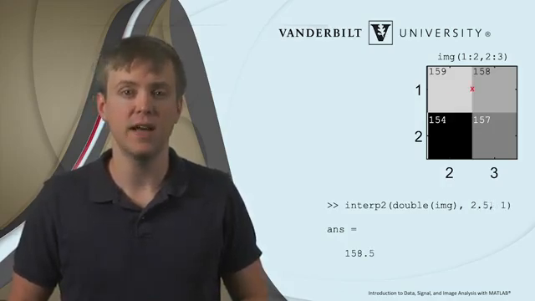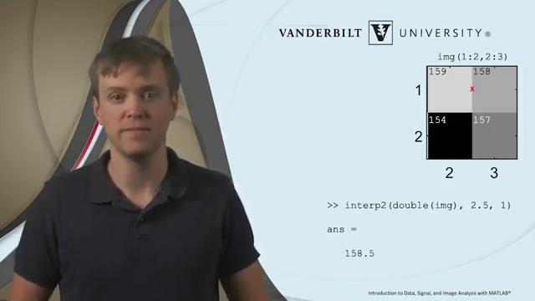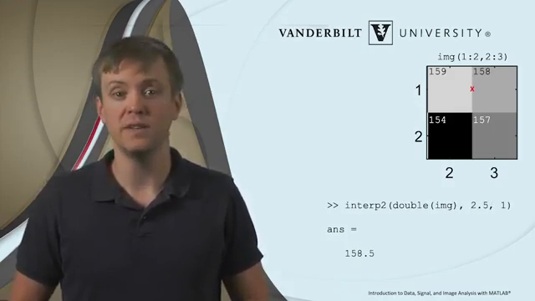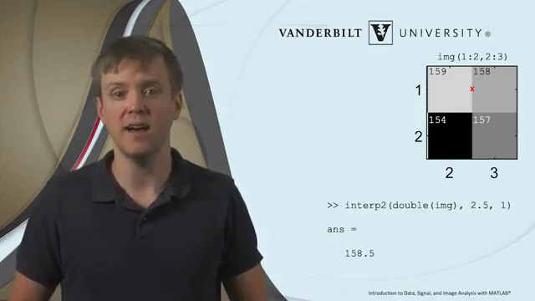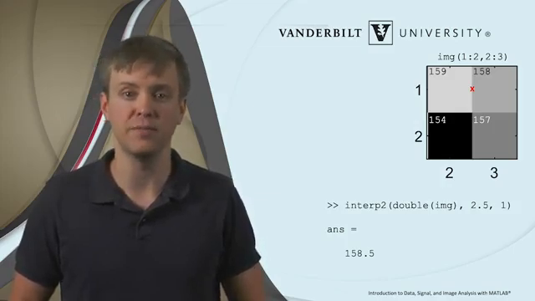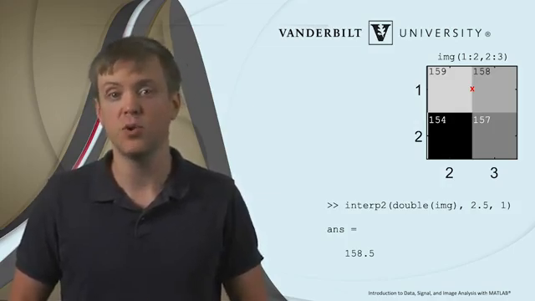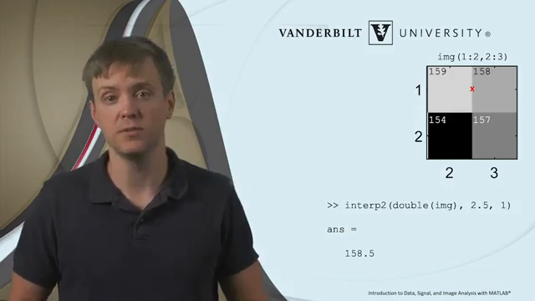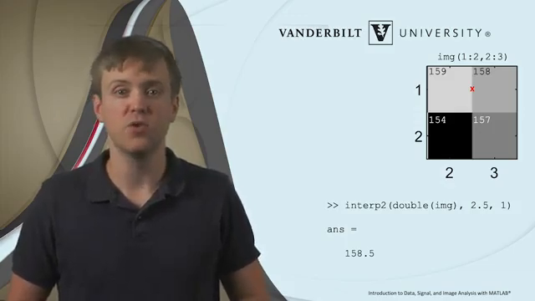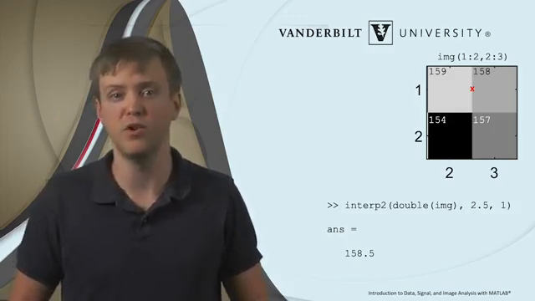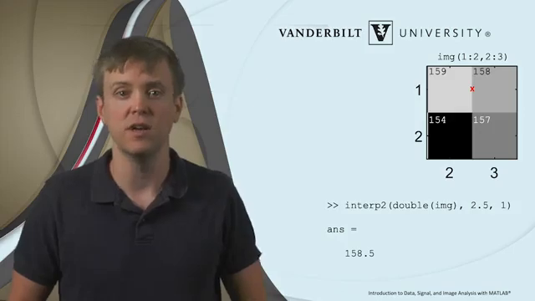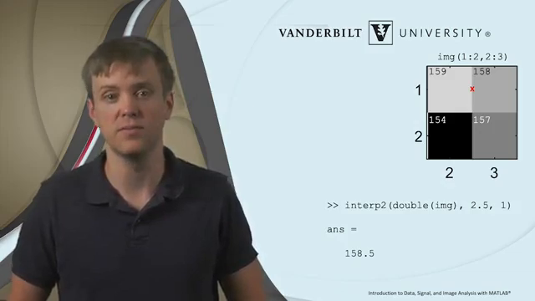Now let's go to a non-integer off-grid point. At row coordinate 1 and column coordinate 2.5, linear interpolation will give us a weighted average of the pixel value at row 1, column 2 and row 1, column 3. This is because this coordinate falls between these two pixels. Since this coordinate is equidistant to these two pixels, the weighted average weights the importance of both pixels equally, so interpolation gives us the arithmetic mean of 158.5.